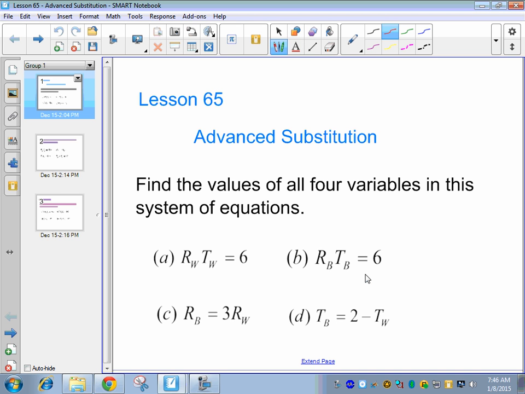So find all the values of all four variables in this system of equations. So go ahead and write down those four equations.